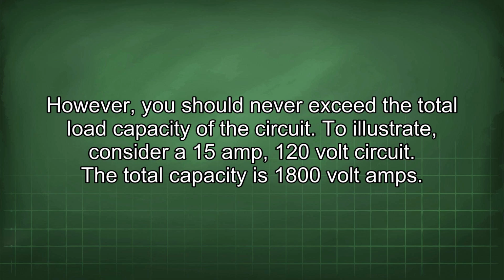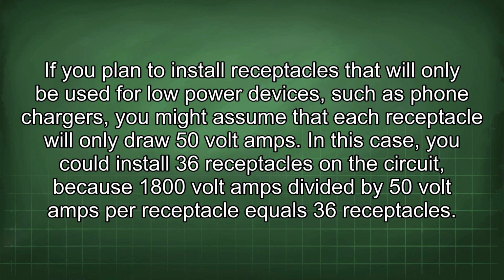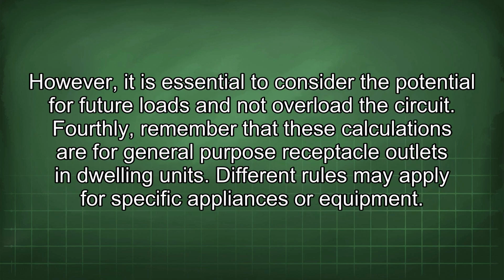To illustrate, consider a 15 amp, 120 volt circuit. The total capacity is 1800 volt amps. If you plan to install receptacles that will only be used for low power devices, such as phone chargers, you might assume that each receptacle will only draw 50 volt amps. In this case, you could install 36 receptacles on the circuit because 1800 volt amps divided by 50 volt amps per receptacle equals 36 receptacles. However, it is essential to consider the potential for future loads and not overload the circuit.